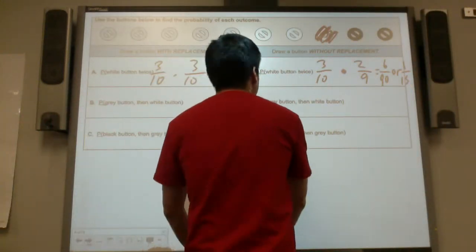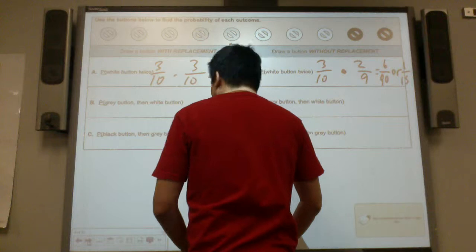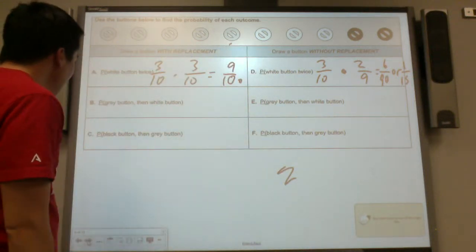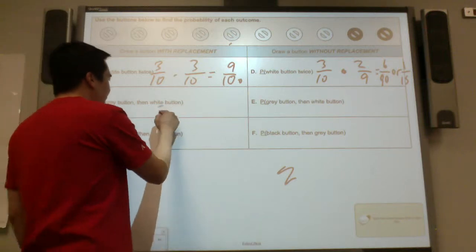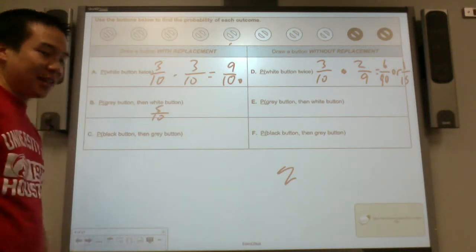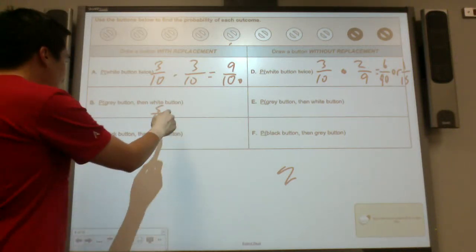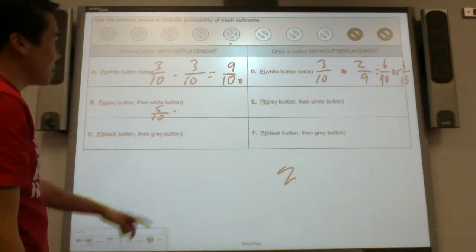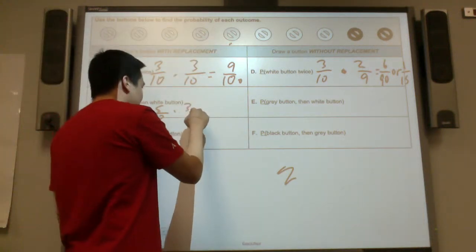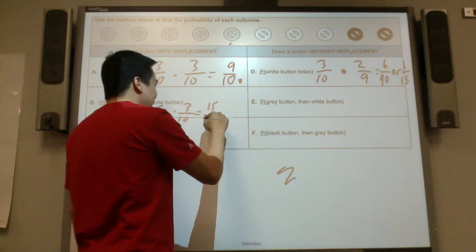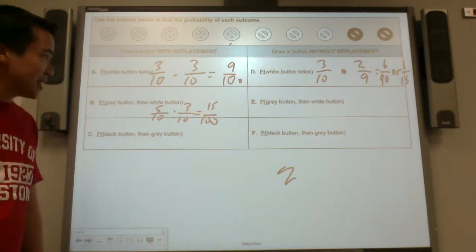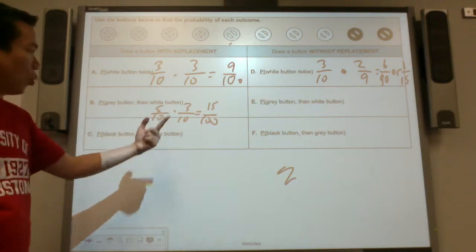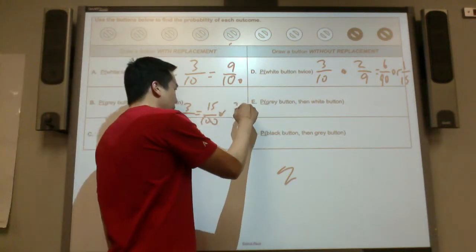Next one. Let's erase it. Let's restart this question again. I draw a gray button, then I draw a white button. So what are the chances of me drawing a gray button? Half a chance. 5 out of 10, or 1/2. Times, then I draw a white button. 3 out of 10 chance. If I multiply this, I have a 15/100 chance, or 15% chance of drawing a gray then a white, which simplifies to 3/20.